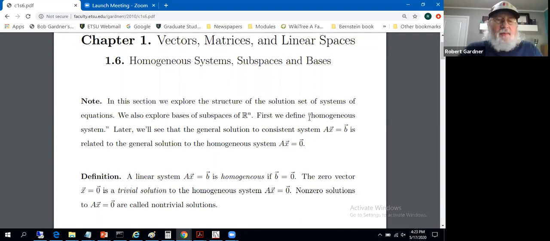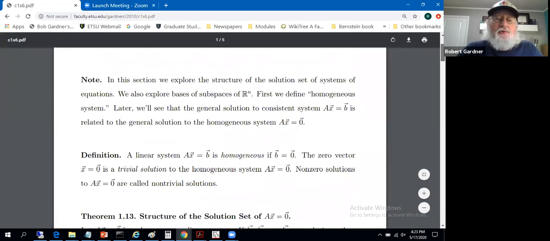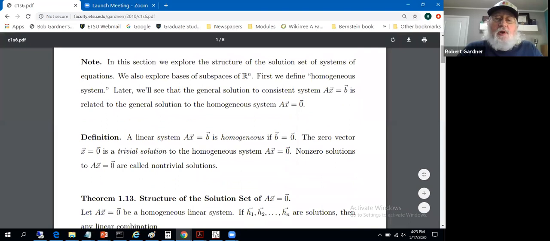We'll introduce what we mean by a homogeneous system and relate general solutions to systems of the equations AX equals B. Find the general solution. If it isn't unique, then there's free variables and multiple solutions. Relate that to the solution to this type of equation here, AX equals 0. This type of equation, AX equals 0, the 0 vector, is what a homogeneous system of equations is.